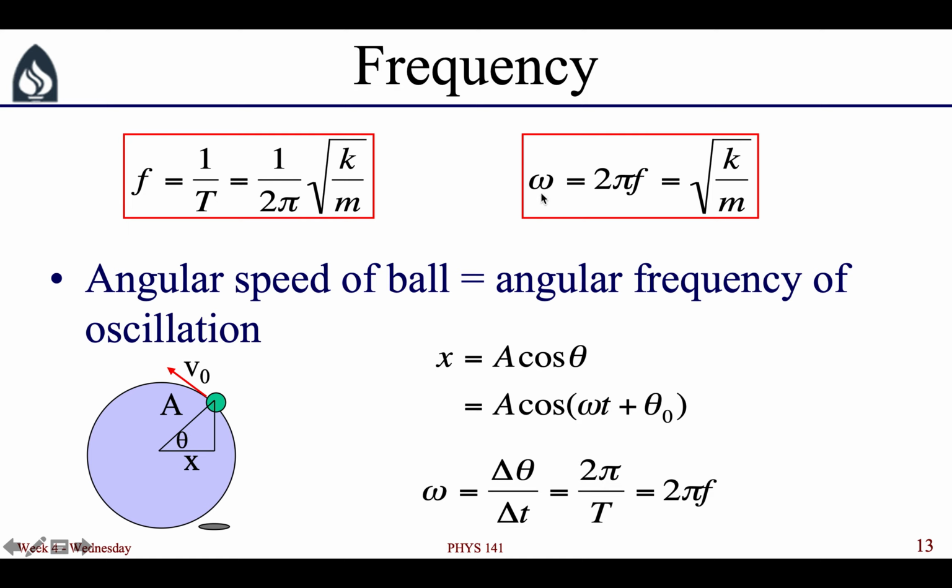Then we can also find the rotational speed of the ball going around the circle, and this is a quantity that's also known as the angular frequency, and the angular frequency is always 2 pi times the ordinary frequency, how many full oscillations or complete trips around the circle that the ball takes, 2 pi times that frequency, which is equal to the square root of k over m. So the angular speed of the ball going around the circle is equivalent to something called the angular frequency of oscillation for the mass on the spring.